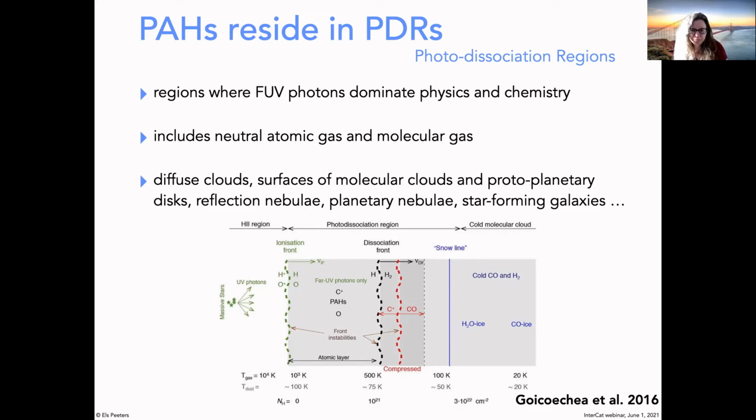Protoplanetary disks, reflection nebula, planetary nebula. So these are nebula which are basically with some young and intermediate mass stars. If they grow old, they emit their outer layers. And when the central core or the remaining core becomes very hot, in some cases it can ionize these previously expelled layers and form a planetary nebula. And then, of course, also in galaxies, star-forming galaxies, normal galaxies, ultra-luminous galaxies, a large variety of galaxies, you also see PDRs.